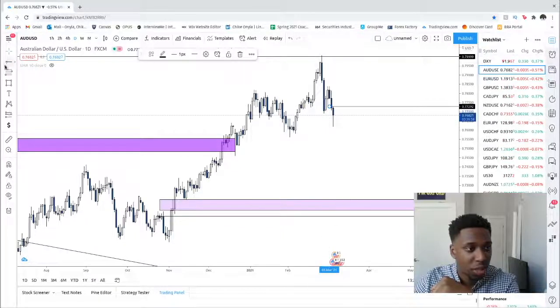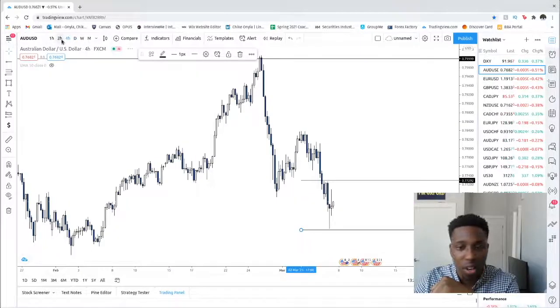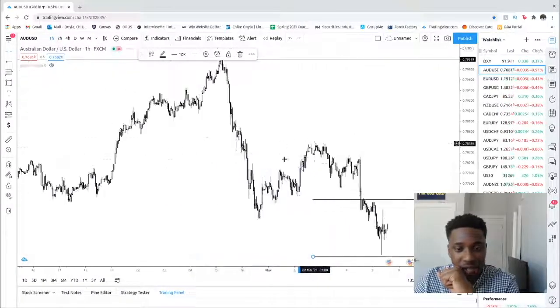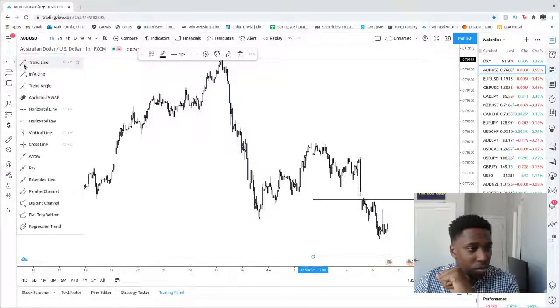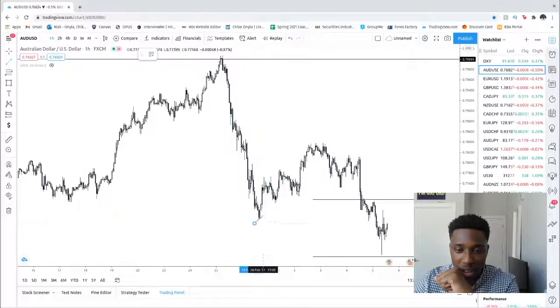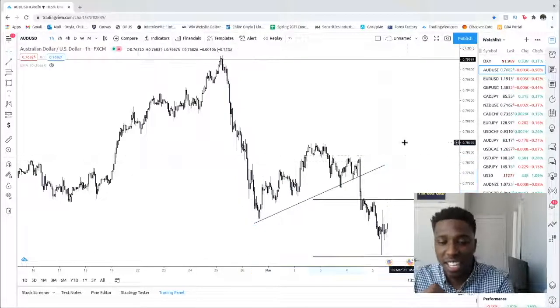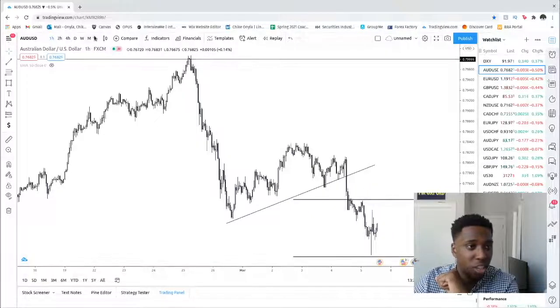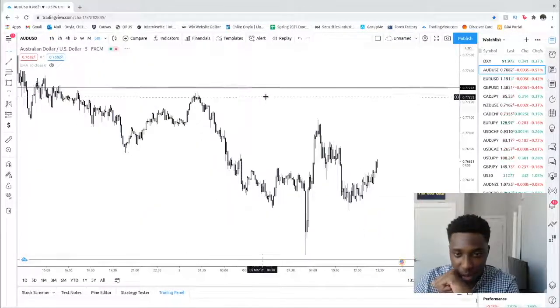Let's just highlight these 2 points. Let's go into the 4 hour. Okay, nothing too fancy out here. You can see this flag, this kind of flag that we got here, right? It broke off right here. You can see that we're obviously short, right? We can go over to the 5 minute straight from there.